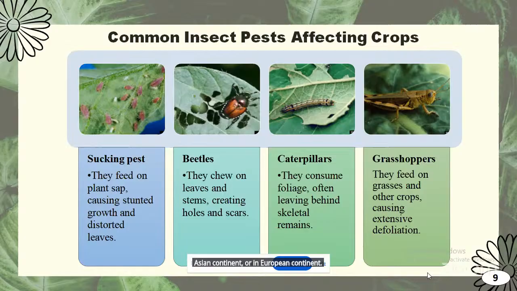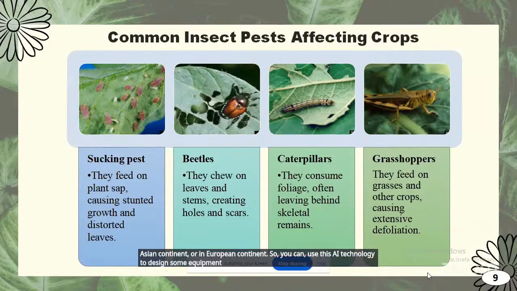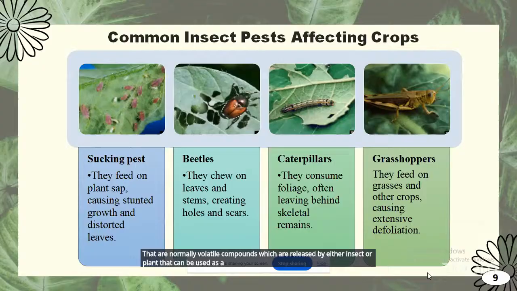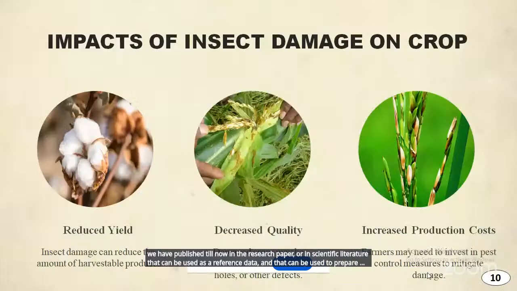So you can use AI technology to design equipment that can sense whether a new disease is coming into your particular area. So what could be the parameter? The parameter can be considered as pheromones, which are normally volatile compounds released by either insects or plants, that can be used as a sensing device. And whatever data and literature we have published till now in research papers or scientific literature can be used as reference data, and that can be used to prepare such a device.